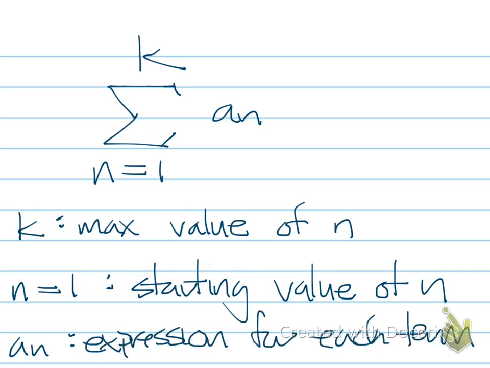The equation below the sigma is referring to the starting value of n. The variable or constant above sigma is the maximum value of n. And then the expression in front of the sigma, that's the expression for each term in the sequence.